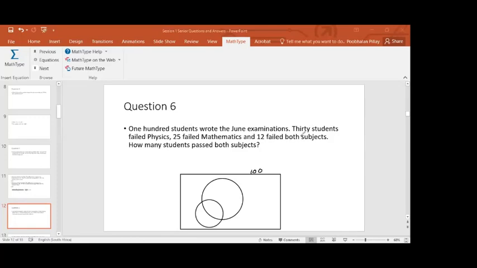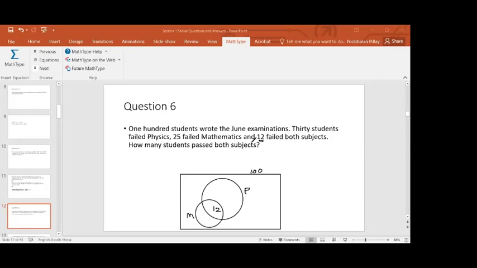Now, amongst these people, you've got the physics, the maths. I want to concentrate on this. 12 failed both subjects. So if this is the physics one, we'll put a P here to show that these are the people who failed physics, all these people in the circle. And these are the people who failed maths. There are 12 who failed both. So 12 will have to be in here. All right, so that's a starting point.